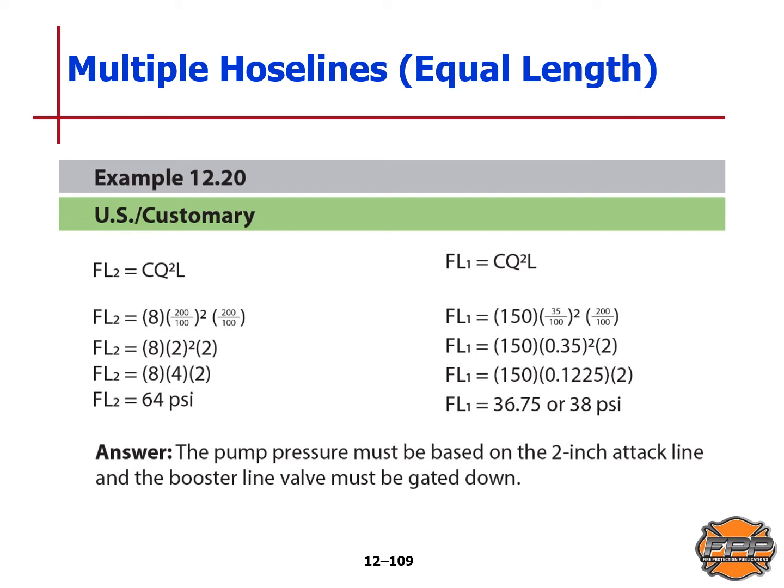Now for the second line, you have FL1 equals CQ²L. Friction loss 1 equals 150 times 35 divided by 100 squared times 200 divided by 100. So friction loss 1 equals 150 times 0.35 squared times 2. Friction loss 1 equals 150 times 0.1225 times 2. So the friction loss 1 equals 36.75, or 38 psi. The answer is the pump pressure must be based on the 2-inch attack line and the booster line valve must be gated down. So you've got two lines of equal length, but they're running different pressure.